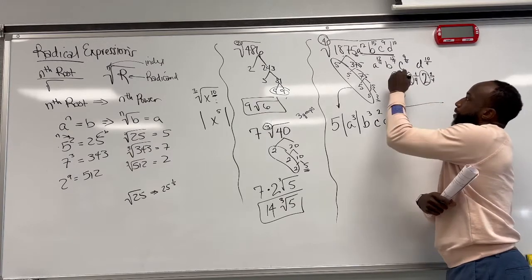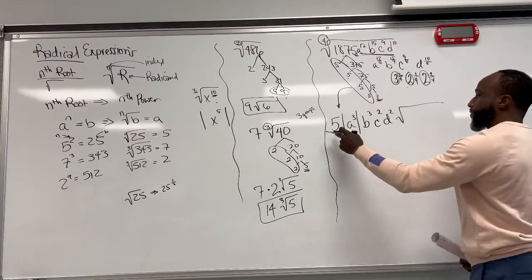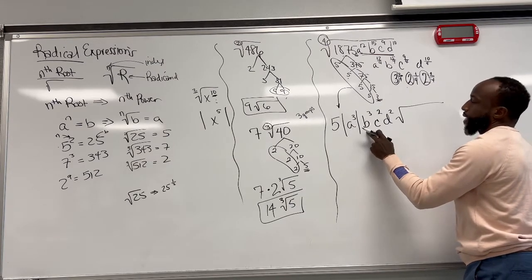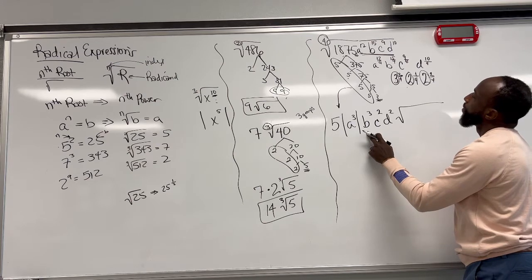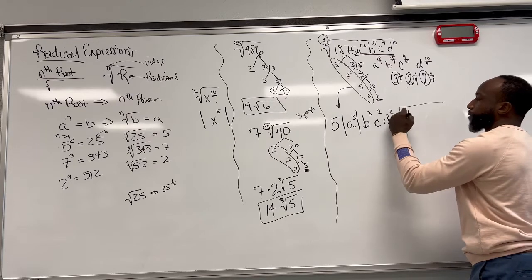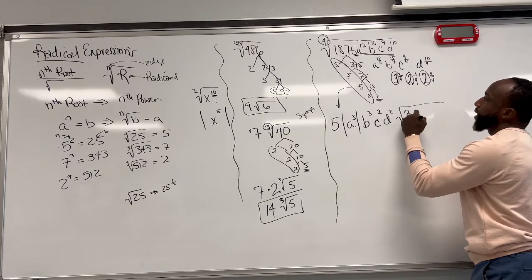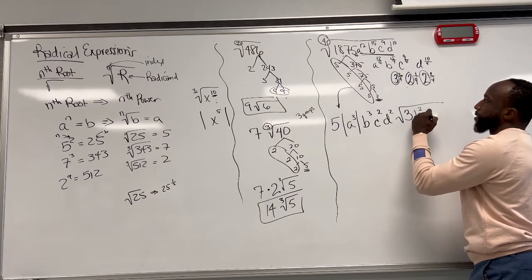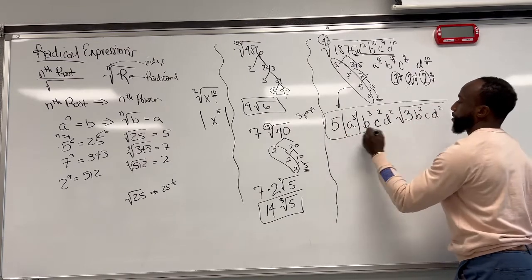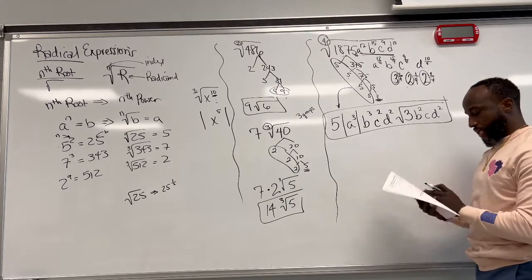And now, this 1 stays inside, this 2 stays inside, and this 3 stays inside. So it's gonna be 5 times the absolute value of a to the 3rd, b to the 3rd, c squared, d squared, times the 4th root of 3 b cubed c to the 1st d squared. So this is our solution. All right, that's the answer for that one.